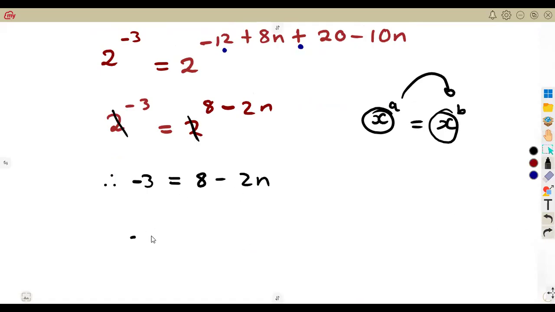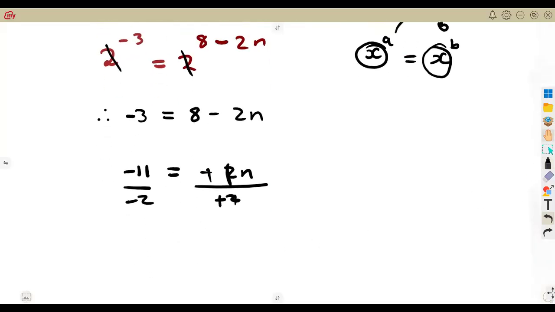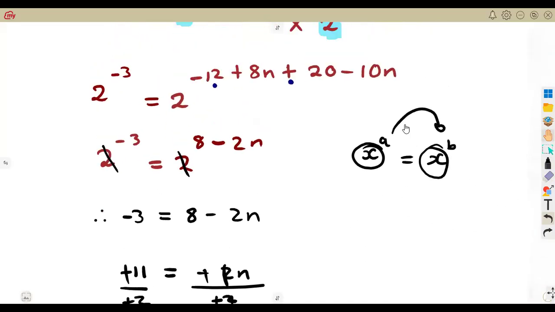So that's minus 11 is equal to minus 2n divided by negative 2. We've got a multiplication there, so we are simply going to divide by a negative 2. So n is going to give us 11 over 2, just like that. That's 11 over 2, or as a decimal, you can write it as 5.5. So this is the value of n, which satisfies our equation.